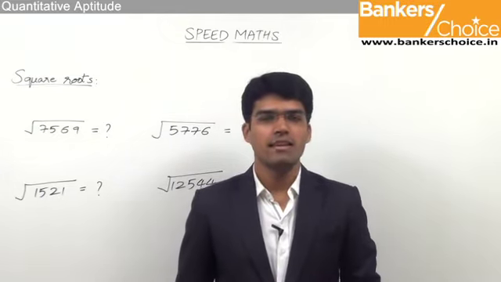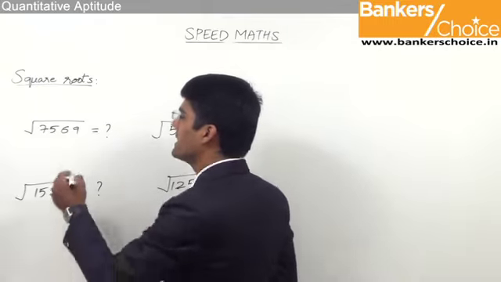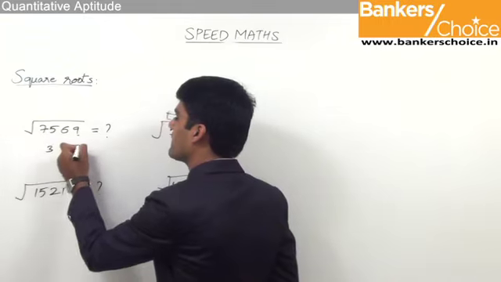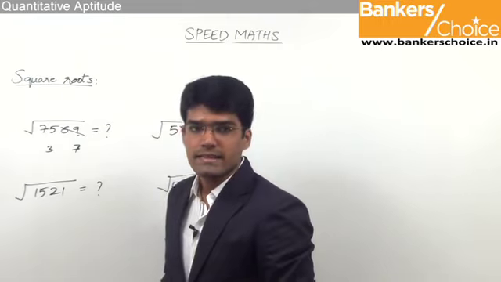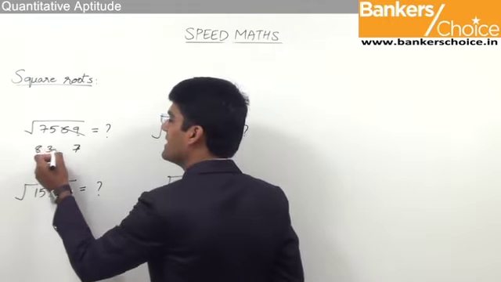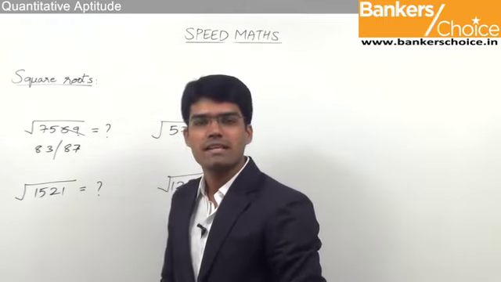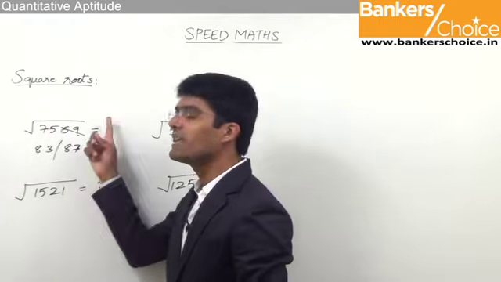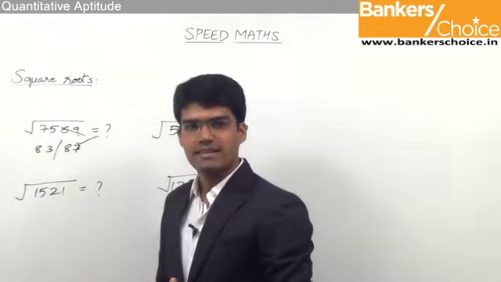Time up guys, let's see what are the answers for these 4 questions. The first one here is 7569. Number ends with 9. So 3 or 7. Less than 75 and a perfect square is 64. 64 gives us 8. 83 or 87. Now exactly in between is 85 square. 85 square will be 7225. This number is more than 7225. So the answer should be more than 85. So 87 is the correct answer.